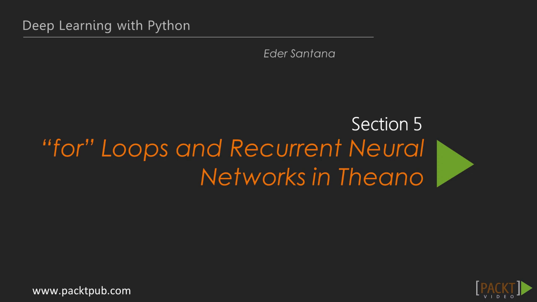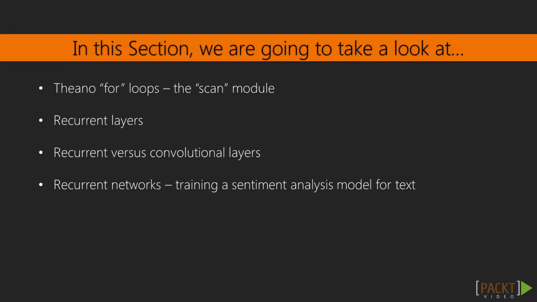But what happens when the input is something like a text, where each word is part of a context? For problems like those, we have to use neural networks that have an internal state, such as recurrent neural networks. In this section, we are going to talk about Theano for loops, the scan module, recurrent layers, recurrent versus convolutional, and finally, recurrent neural networks, training a sentiment analysis model for text.